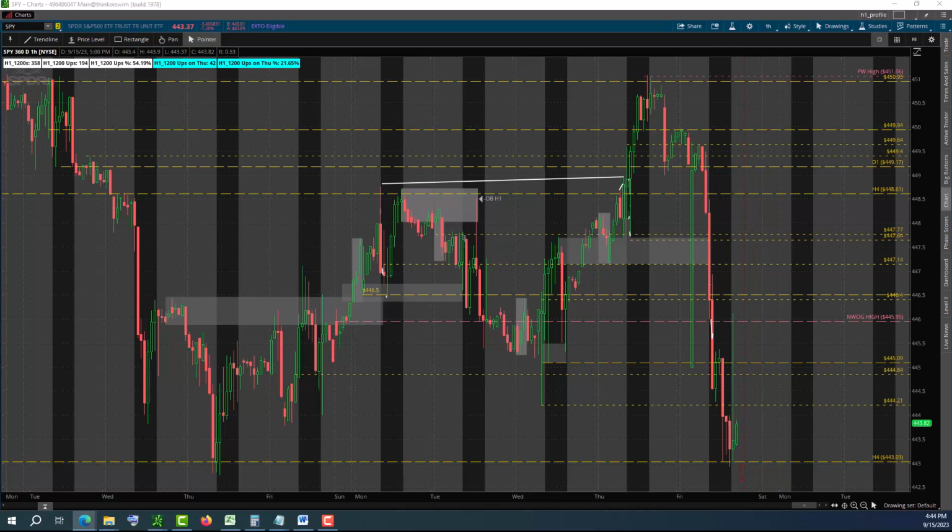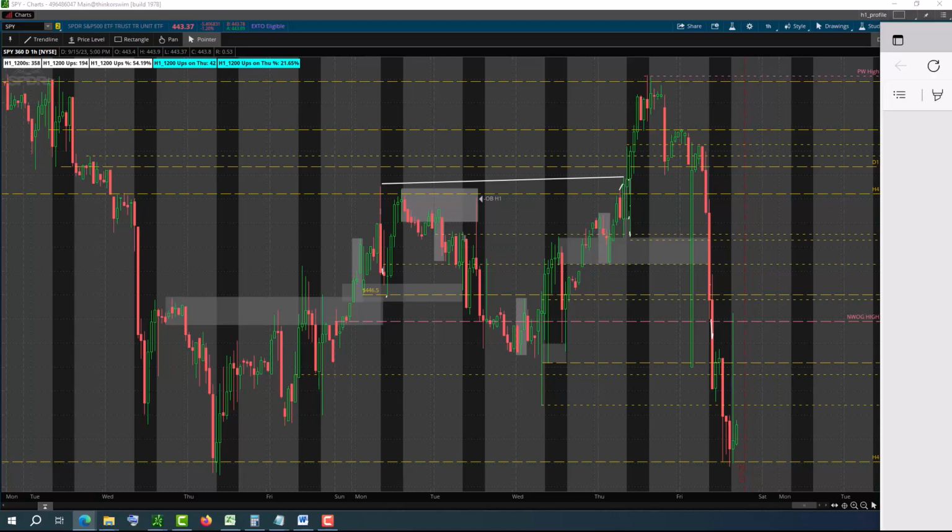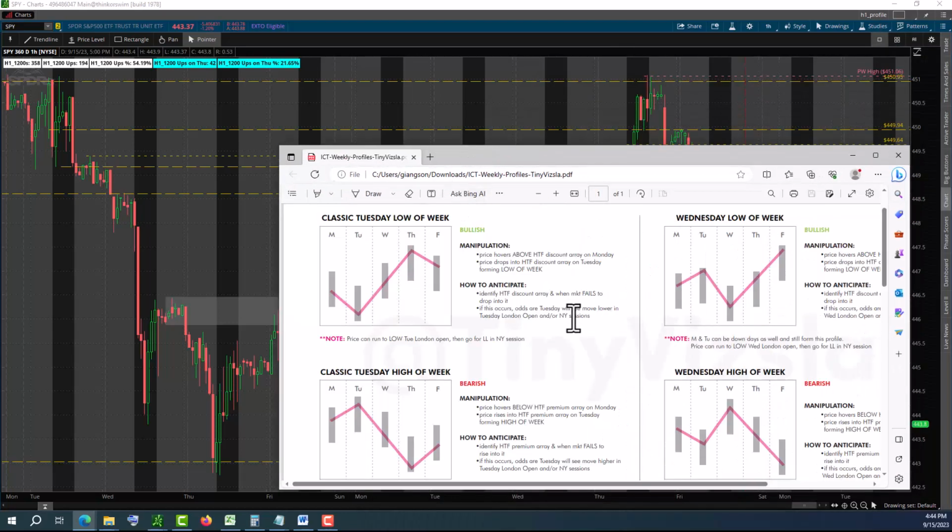Because we try to take only one trade a week, right? That means we have a lot of patience, a lot of time to choose a very good, high-probability trade. That means the market's weekly profile will be a very good guidance for us.